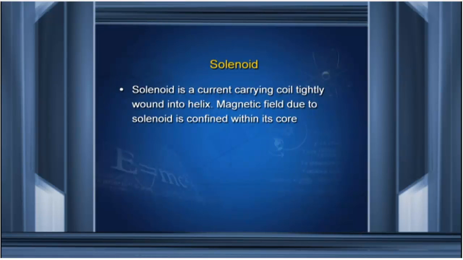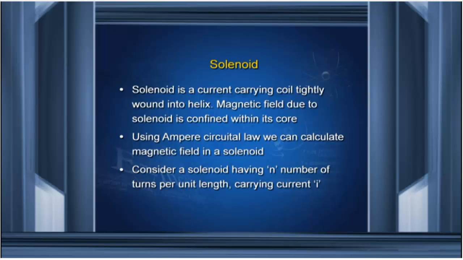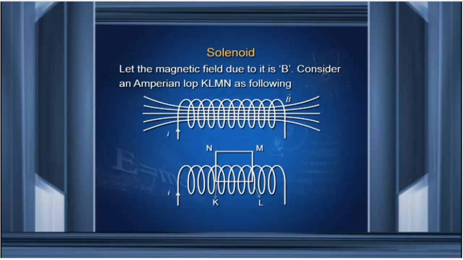Solenoid. This is the next application of Ampere's circuital law. A solenoid is a current carrying coil tightly wound into a helix. The magnetic field due to the solenoid is confined within its core. Using Ampere's circuital law, we can calculate the magnetic field in the solenoid. Consider a solenoid having n number of turns per unit length carrying current I. Let the magnetic field due to the solenoid be B. Consider an Amperian loop KLMN as shown in the diagram.